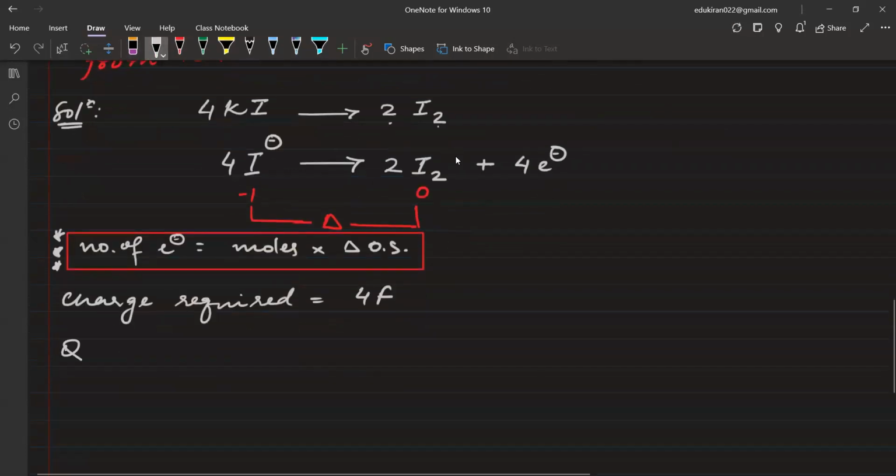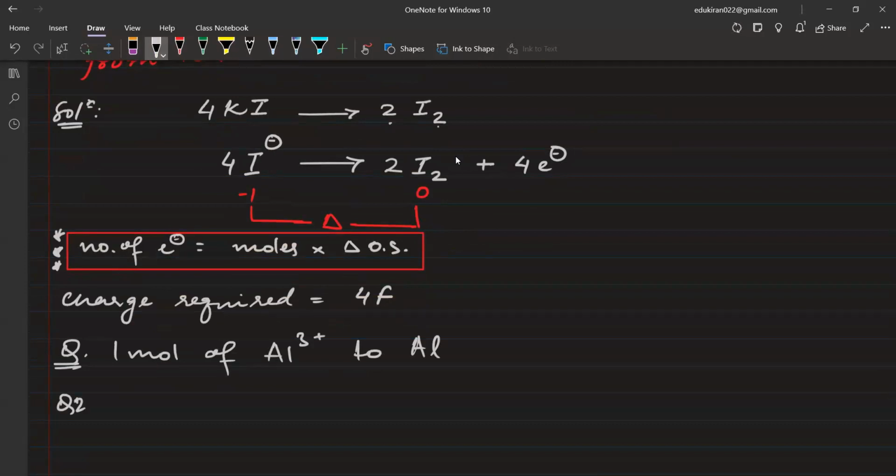शावेज जल्दी लिखिएगा आप। नेक्स्ट सवाल लिखें, जिन लोगों ने लिख लिया है प्लीज राइट क्वेश्चन। 1 मोल ऑफ aluminium 3+ to aluminium, what charge in Faraday will be required? अगला क्वेश्चन है, 1 मोल ऑफ कॉपर 2+ to कॉपर। ठीक है, आपको बताना है how many Faraday of charge is required. Send your answer on Zoom chat.